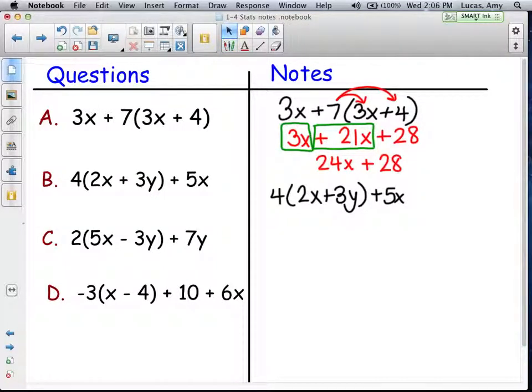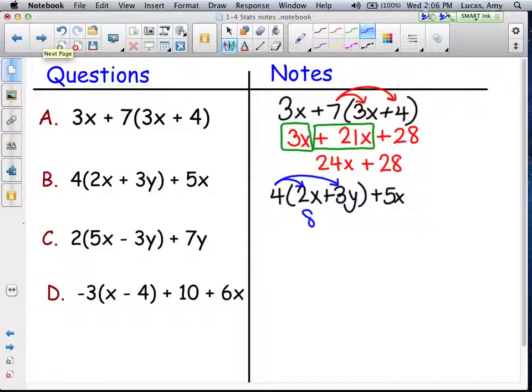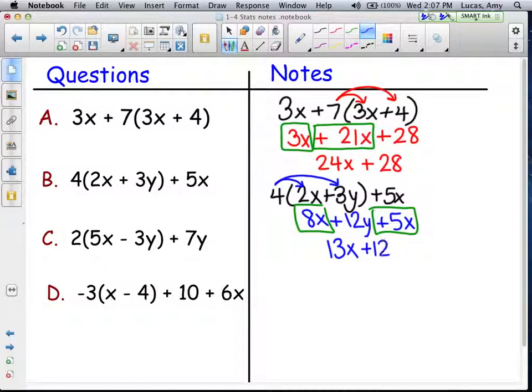Distribute first. Now I'm distributing the 4. 4 times 2x is 8x. Plus 4 times 3y is 12y. Bring down the plus 5x. Combine your like terms. 8x plus 5x. 8 plus 5 is 13, so 13x plus 12y. Final answer. Letter C.